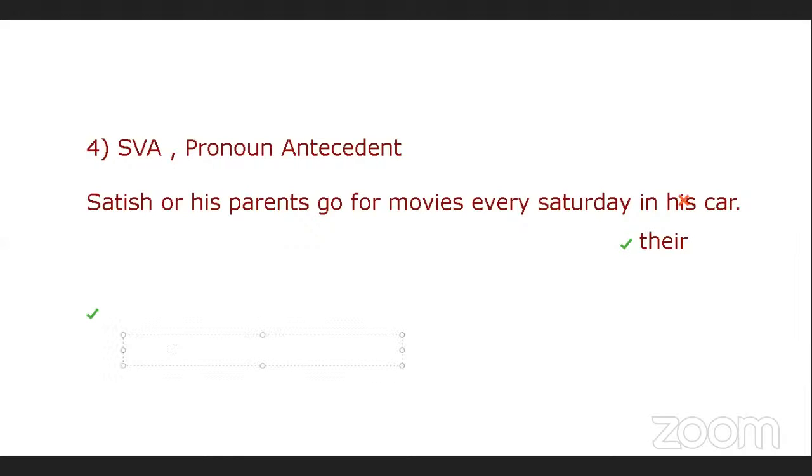Okay. So the same sentence. Or let's just take somebody else now. Every time going with parents, let him go with his friends now.